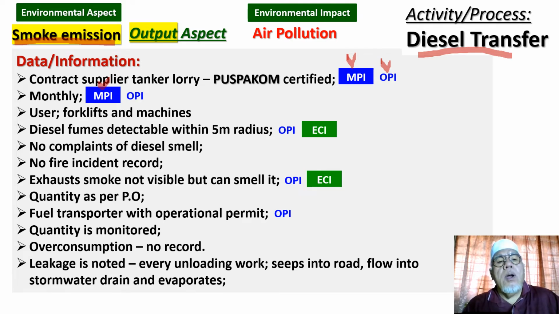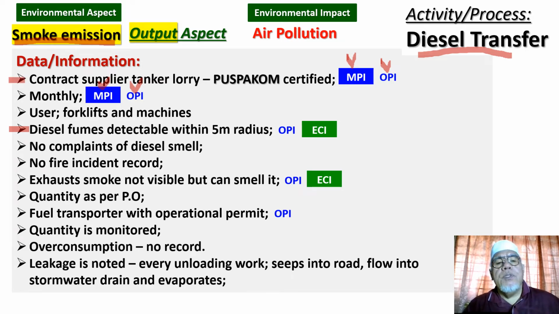And on a monthly basis, it is part of the operation of this particular factory to take in diesel fuel for their purpose, for their use. Okay, that's operational performance index. And the user of forklifts and machines is not related to the smoke emission from the lorry, so we skip this one. This one is related, this one is related. Okay, I'll just highlight it for you.